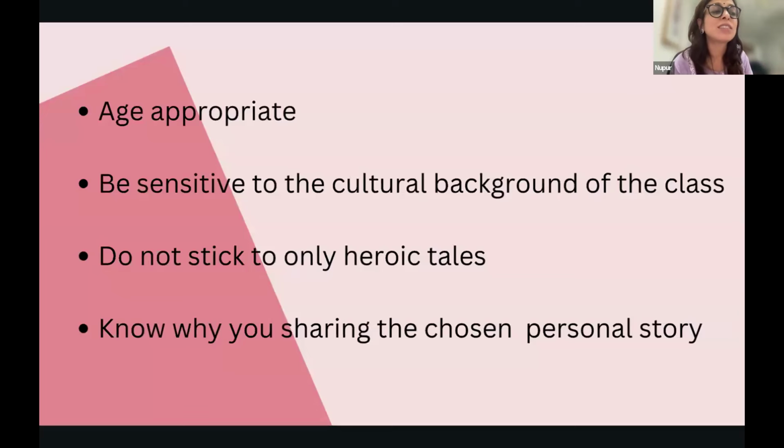But if it's the beginning of an academic year, and especially for preschoolers who come in crying because there's separation anxiety from the parent, then you cannot talk about your birthday or your upcoming vacation. Then you need to go back to your childhood and talk about your first day of school, and how anxious you were, and how you then settled down with your teacher. So think about what you're sharing, and why you're sharing.